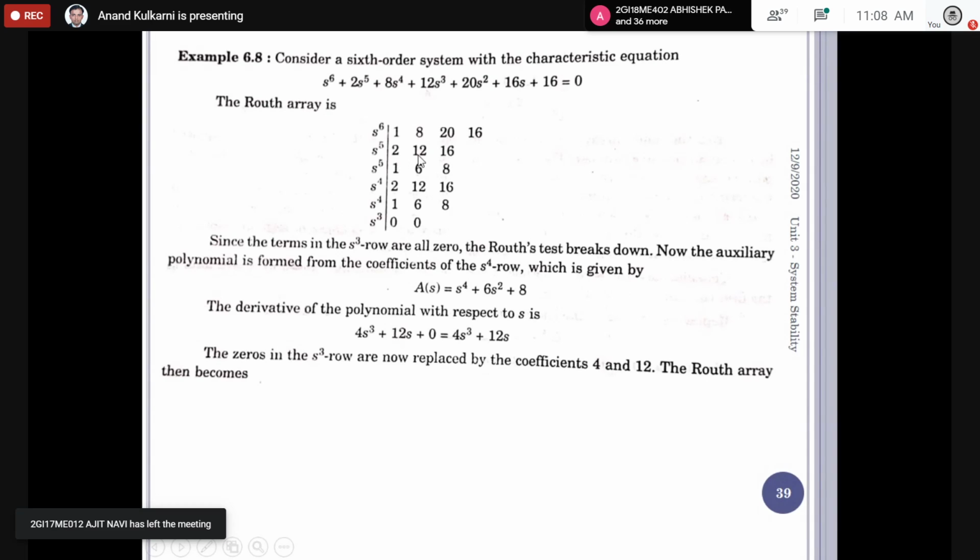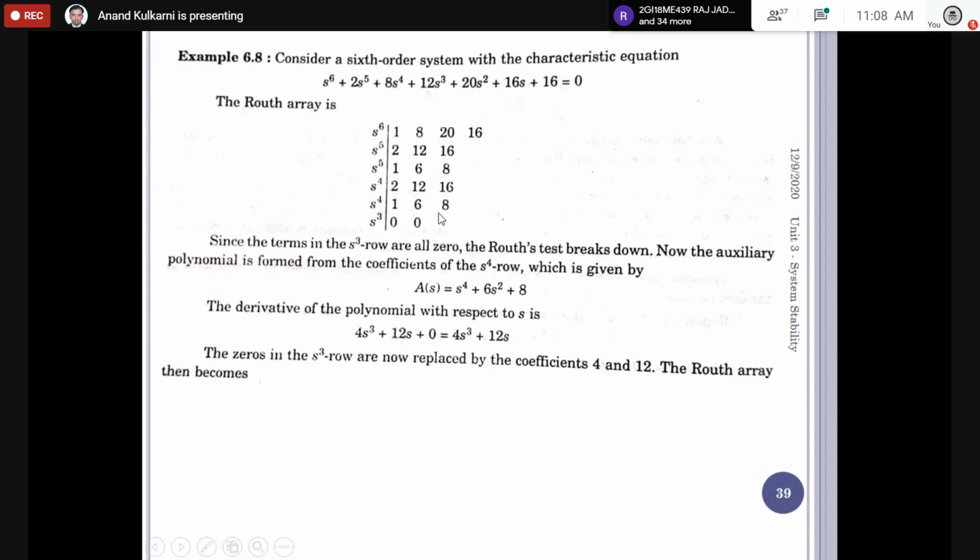S^3 row, odd rows are below, even rows are at the top. It is not always. This is a starting with even equation. That's why the even in the first row, odd in the second row. If this is an odd equation with the highest power of S is 5, then odd will be the first row, even will be the second row. So S^4 row is now the auxiliary equation because S^3 row has become 0.